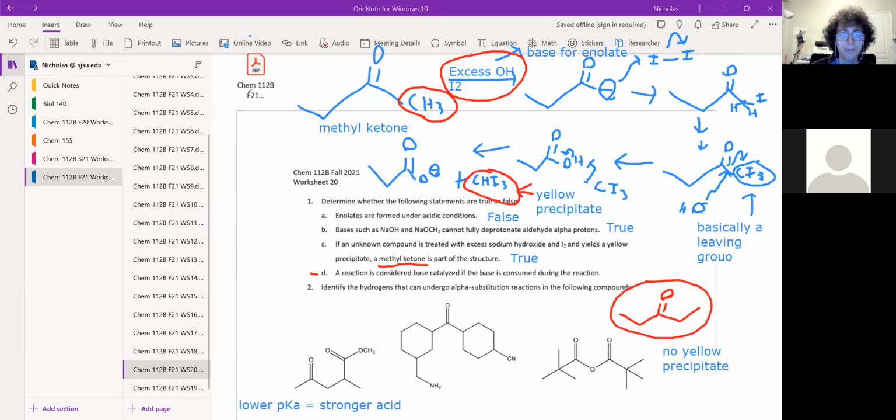It is false because remember, a catalyst is regenerated in the reaction. That's what makes it a catalyst, because then it can go on to catalyze another reaction, and then it's regenerated and it catalyzes another one. You can use it over and over and over. But this is saying it's base catalyzed if it's consumed. If it's consumed, it's not a catalyst. So it's false.